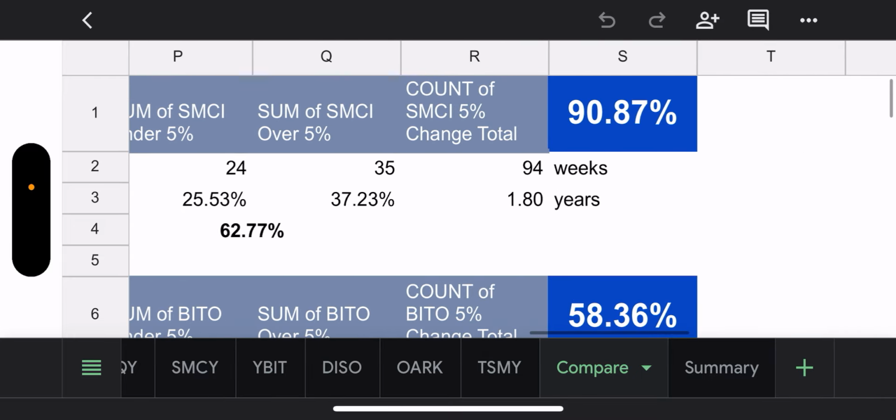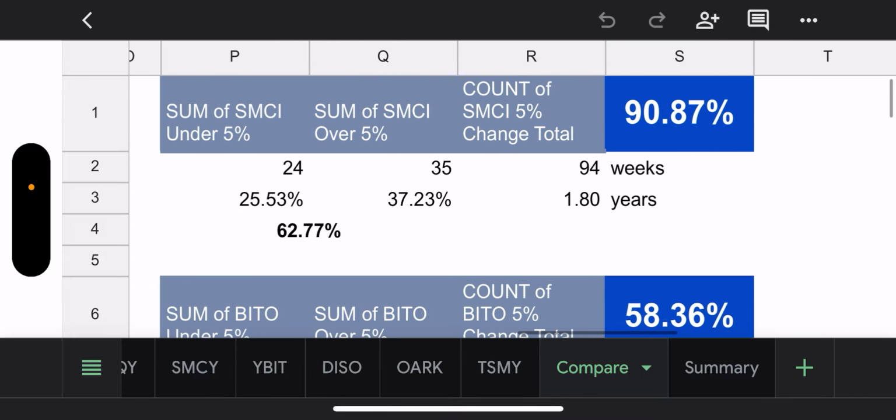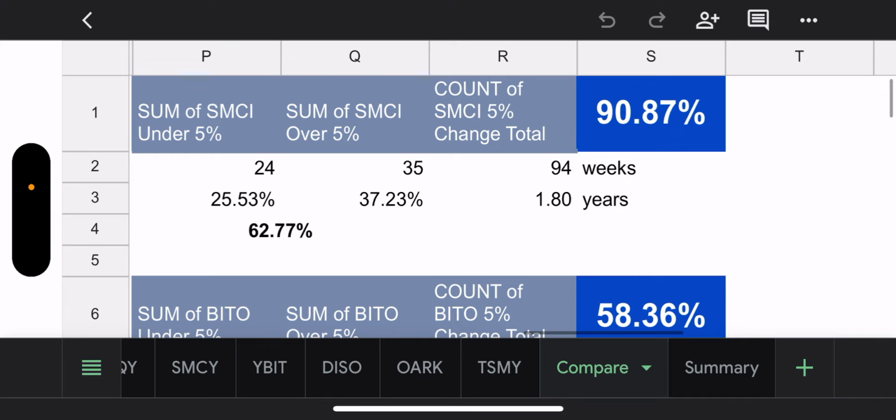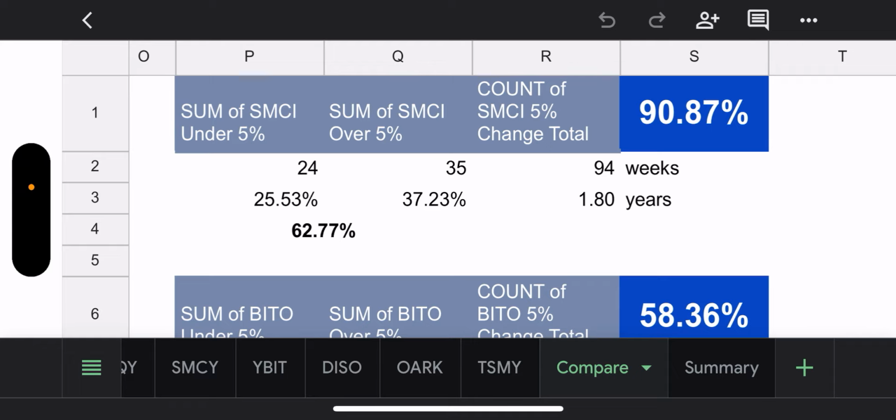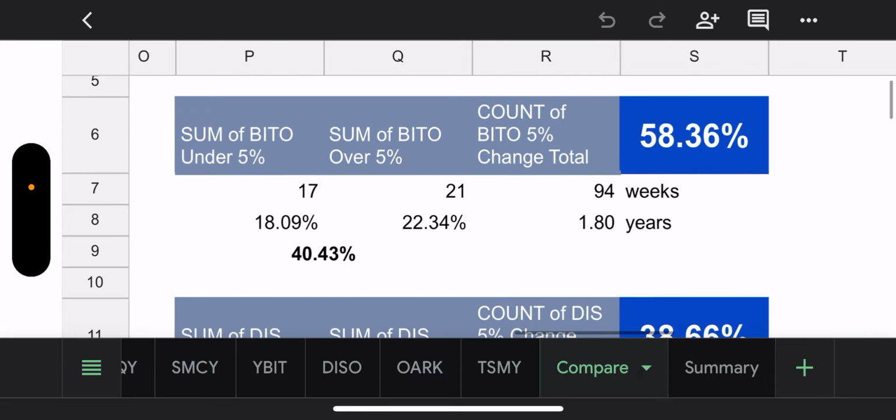So here we are. SMCY is the first one. Obviously, the underlying is SMCI. Their implied volatility is 90%. So they went under 5% 24 times and went over 5% 35 times. And that's for 94 weeks. So overall, they went over or under 5% 62% of the time. That is pretty damn high. But again, they got 90% IV.